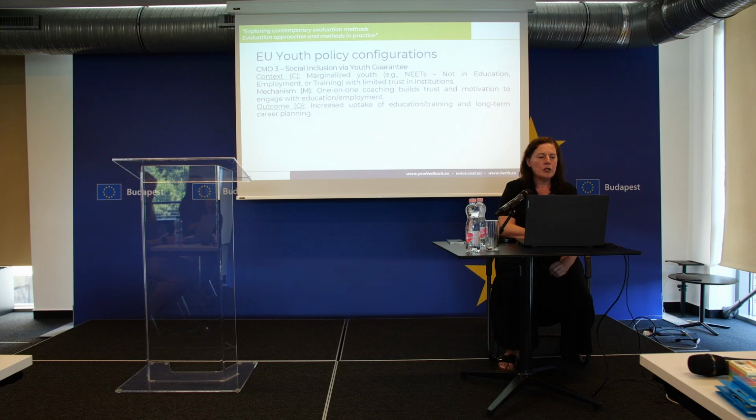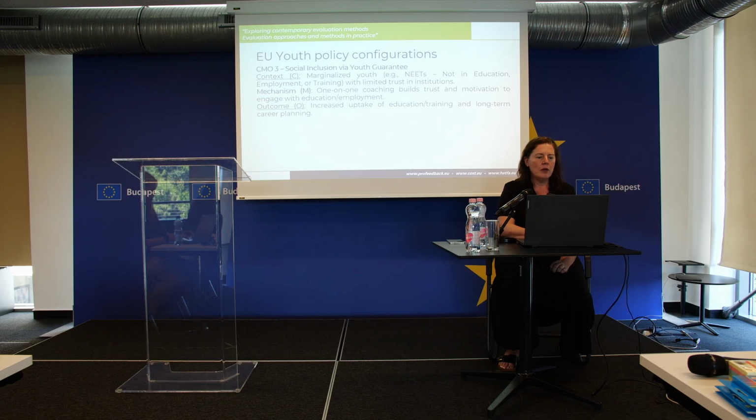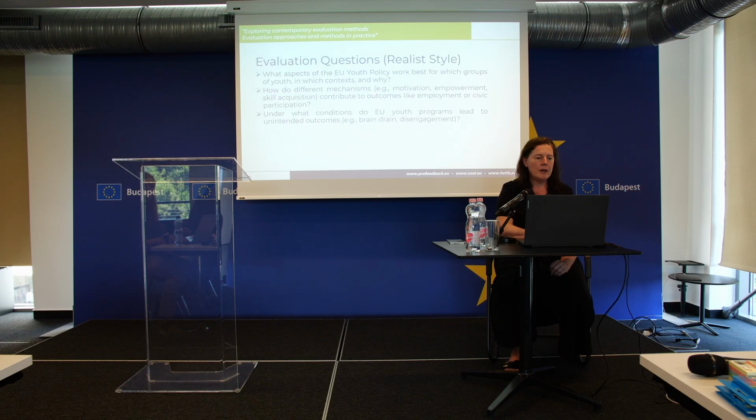CMO3, social inclusion via youth guarantee. The context: marginalized youth, not in education, employment and training, with limited trust in institutions. Then the mechanisms: one-on-one coaching builds trust and motivation to engage with education or employment, and outcome: increased uptake of education, training and long-term career planning. Okay, this is the application of the realist CMO configuration on the strategic level.